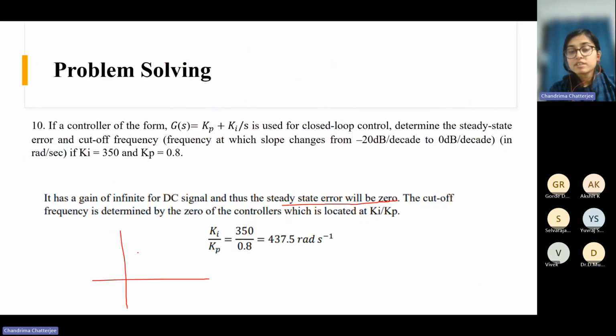It is where the slope becomes 0 dB gain, right? So that is Ki by Kp, this one. So this is 437.5 radian per second.